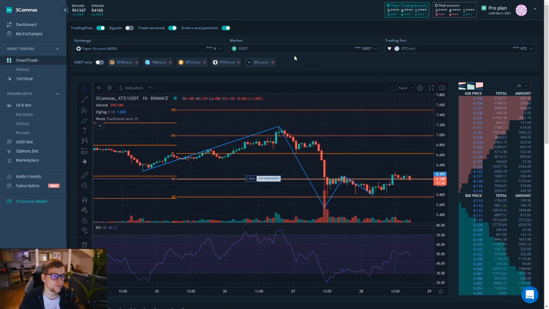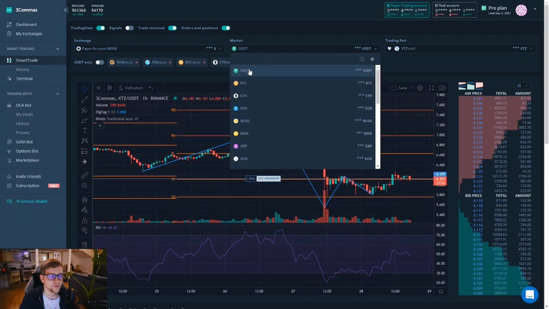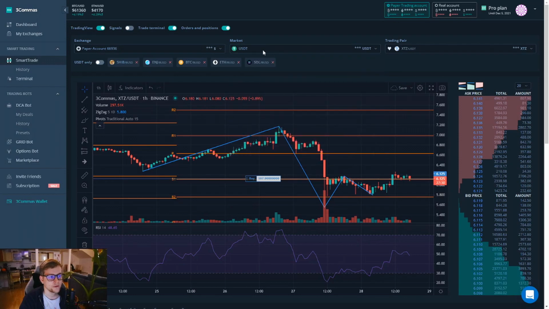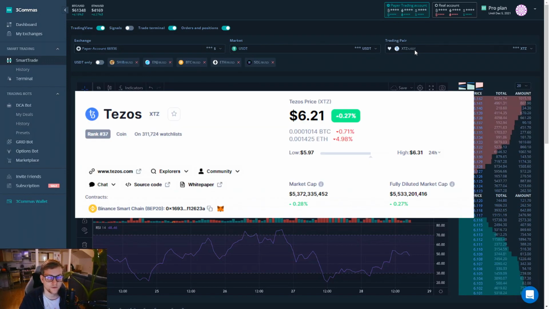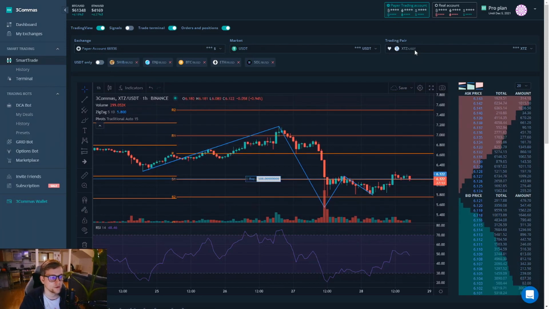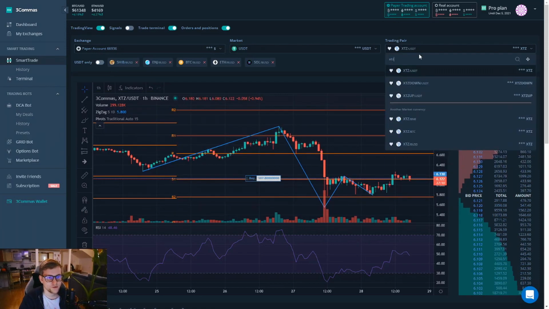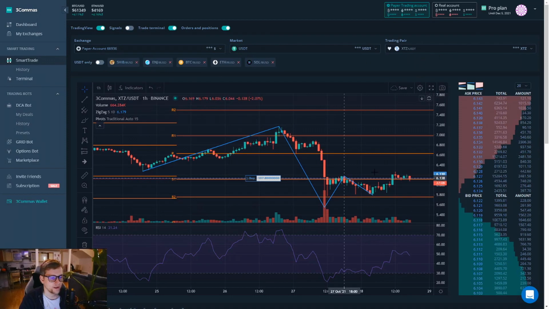Up here you have to select your market, what you are trading with. I'm using USDT. As an example, I will use XTC, or Tezos coin, for the smart trade. I just search it up here and select it. Here I have the TradingView chart from 3COMMAS, and I will check what the chart looks like.